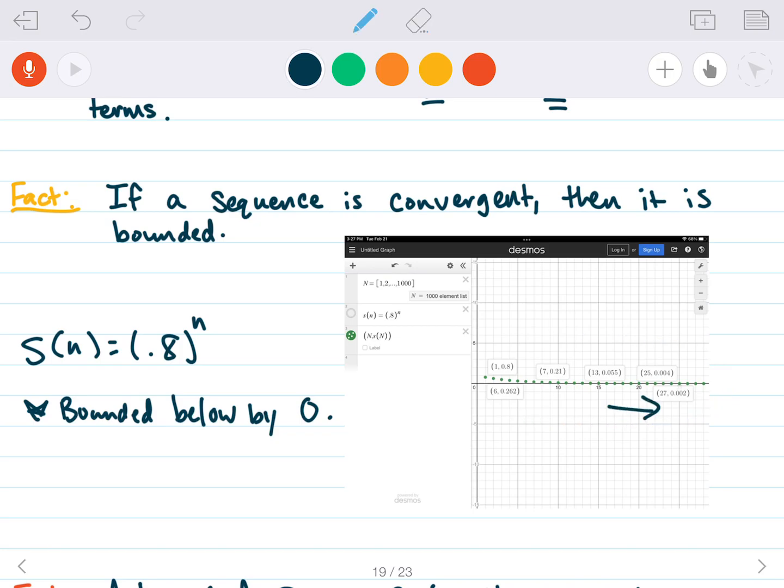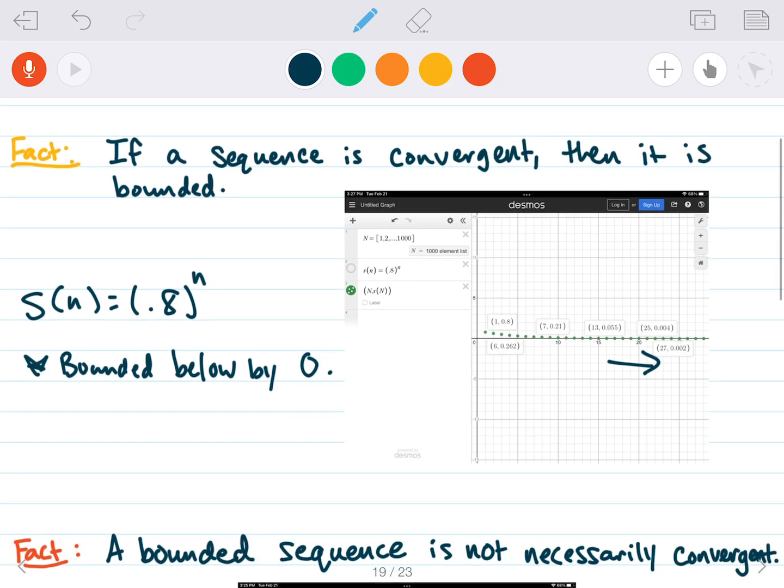It's tending towards the x-axis, but it's never going to actually equal 0, no matter how big n is. So that's what we say, it's bounded below by 0. It can never be 0, and it can never be lower than 0, certainly.